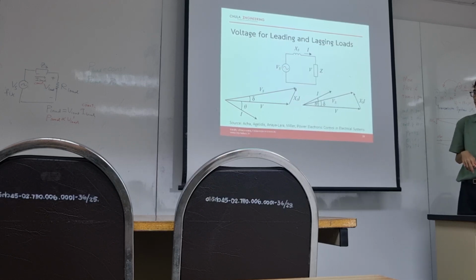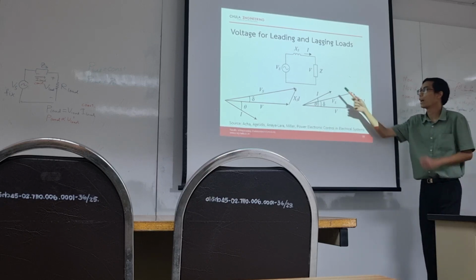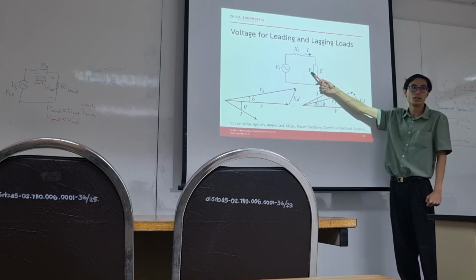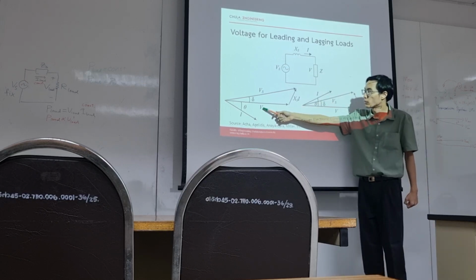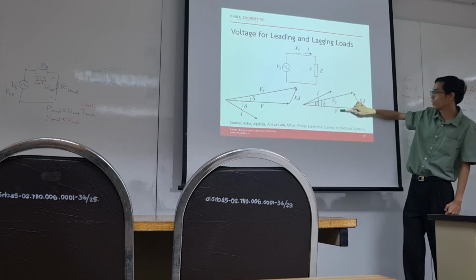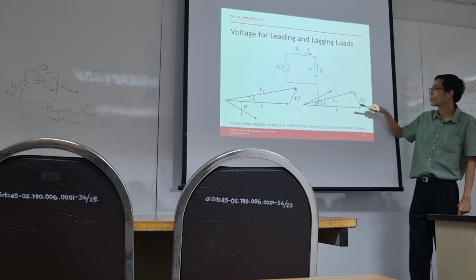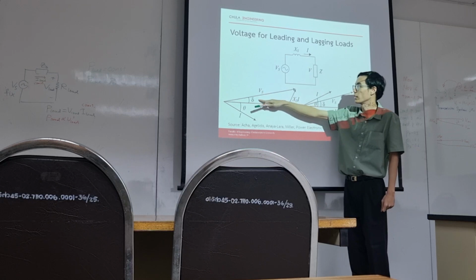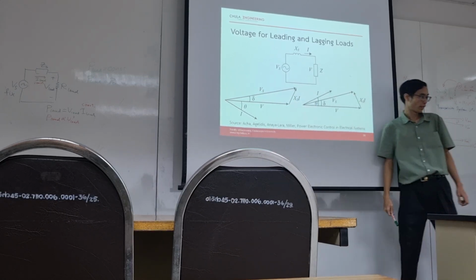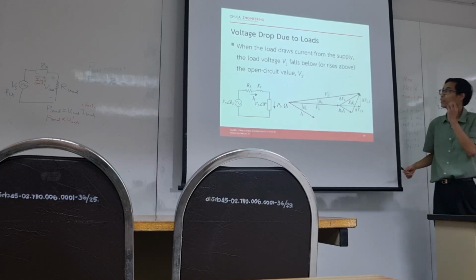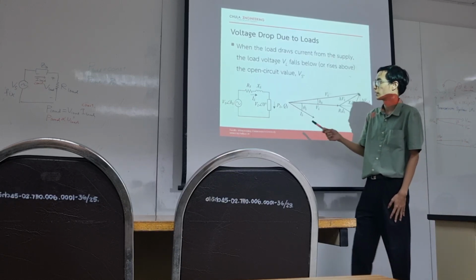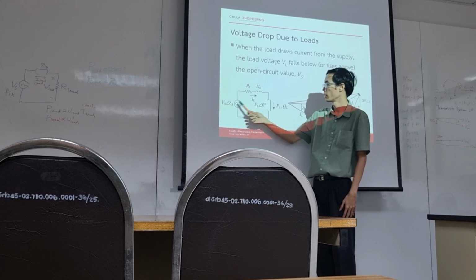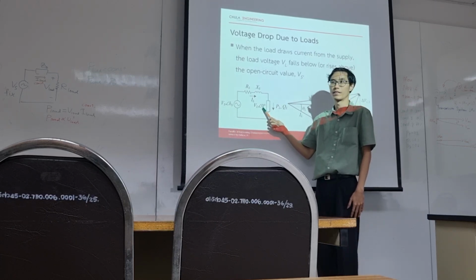In this chapter, we usually fix the angle of the load voltage to 0 degrees. You can see that this is V load, the angle is 0 degrees. And we just set the angle of the source to be delta. The angle of Vs is delta. We will talk about this next time, but let's say we set the angle of Vs to delta and the angle at the load to 0 degrees.